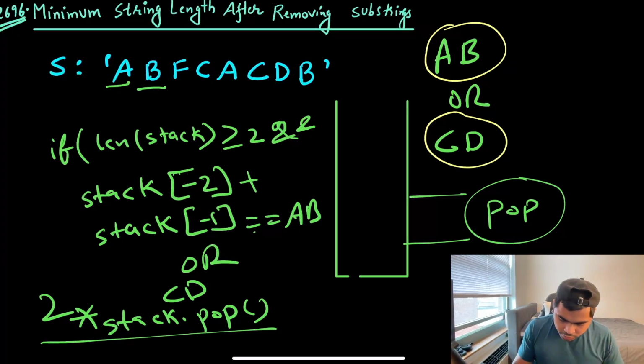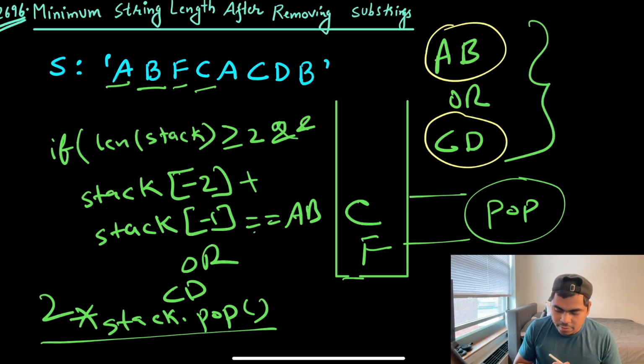So what do? We're gonna keep iterating now. Our stack is empty. So if the stack is empty, then we're gonna start pushing to our stack. So F, then its length is not greater than or equal to 2. We go to C. Now we're gonna check if FC is in this particular substring set. No, it is not. So we're gonna go to A.